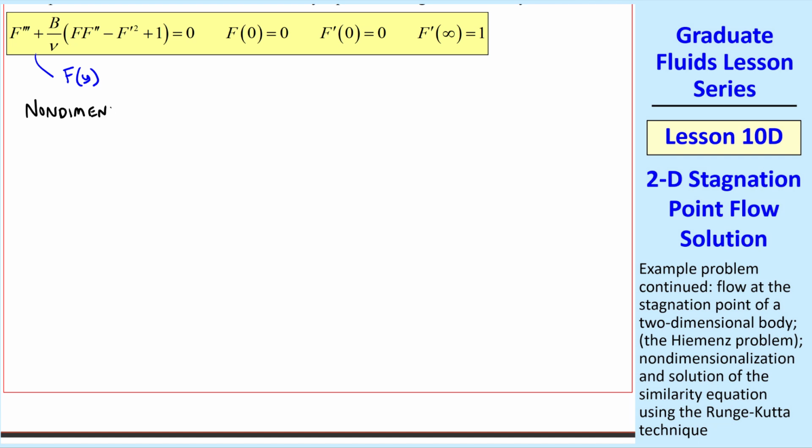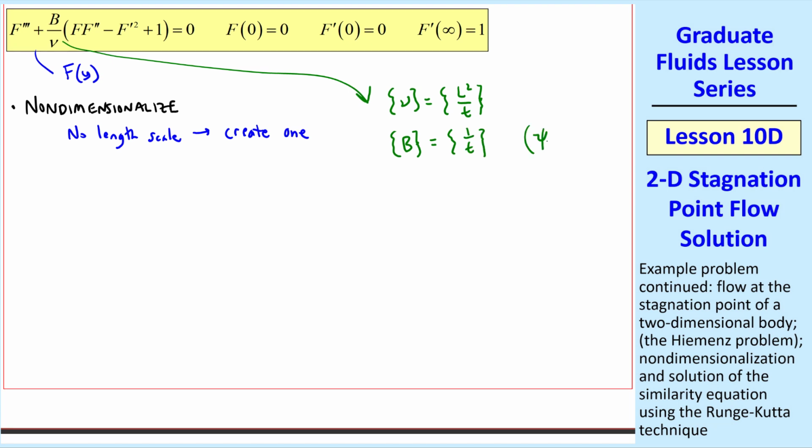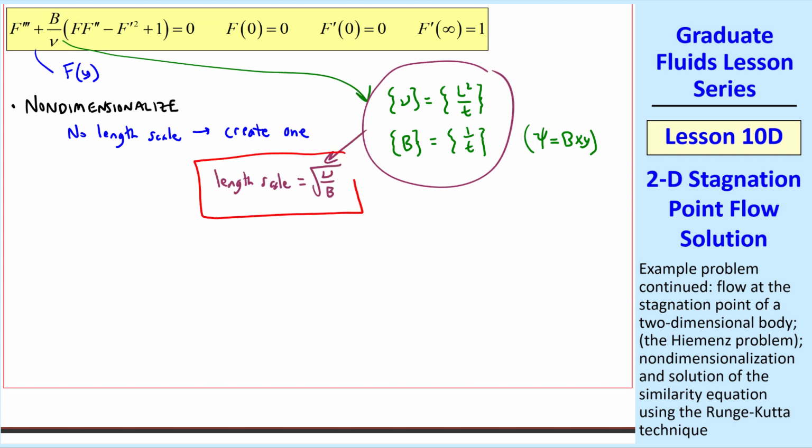Before we solve it, let's non-dimensionalize the variables and equation. There's no inherent length scale in this problem, but we can create one from these two parameters, b and nu. We'll do this simply with dimensional reasoning. We know that kinematic viscosity has dimensions L squared over t, and this constant b has dimensions 1 over t. We know that because psi equal bxy in the outer flow. The dimensions of xy is L squared, and psi has dimensions of L squared over time. Therefore, b must be 1 over time. From these, we create a length scale, which is the square root of nu over b. Therefore, we'll define eta as y over the square root of nu over b.